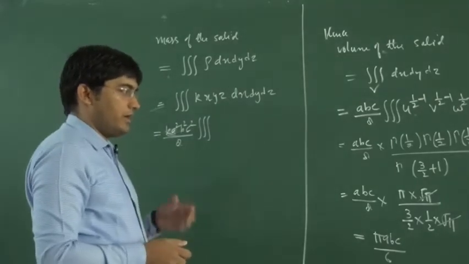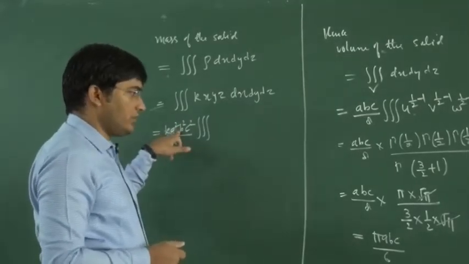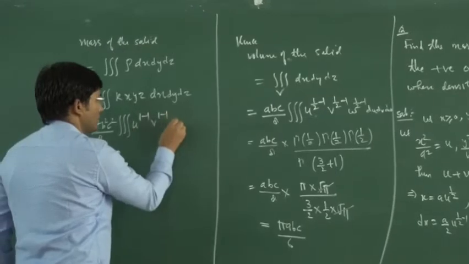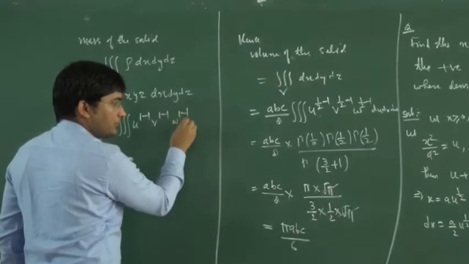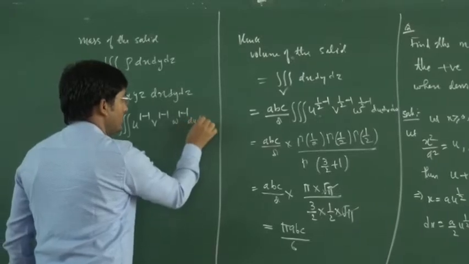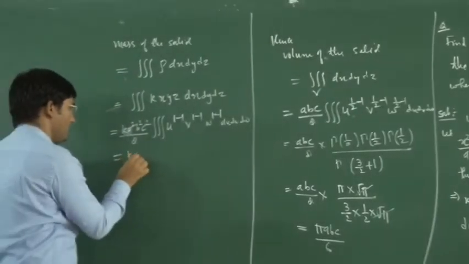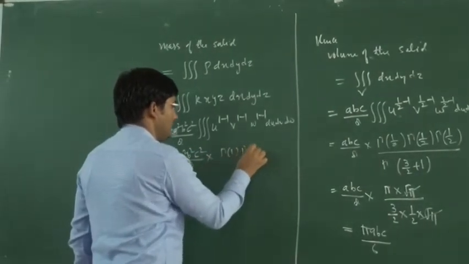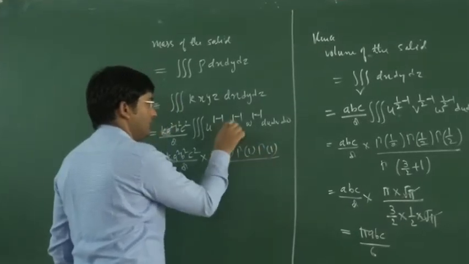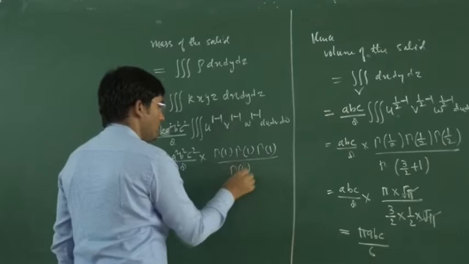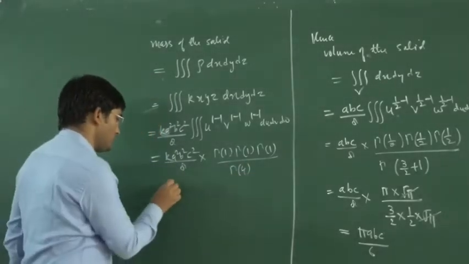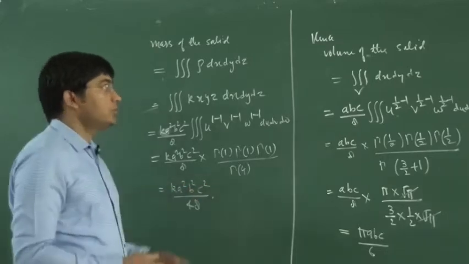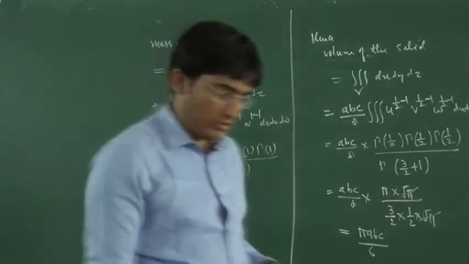Now in the bracket we will have x. Your x was a into u power half. I have already taken this a outside. Now in the bracket we will have u power 1 minus 1, v power 1 minus 1, w power 1 minus 1, then du, dv, dw. Now again use Dirichlet's theorem. So this will be gamma L, gamma M, gamma N upon gamma L plus M plus N plus 1. So this will be gamma 4, and gamma 4 is factorial 3. So this is equal to k a square b square c square upon 48. So this is your mass of the positive octant of the solid.